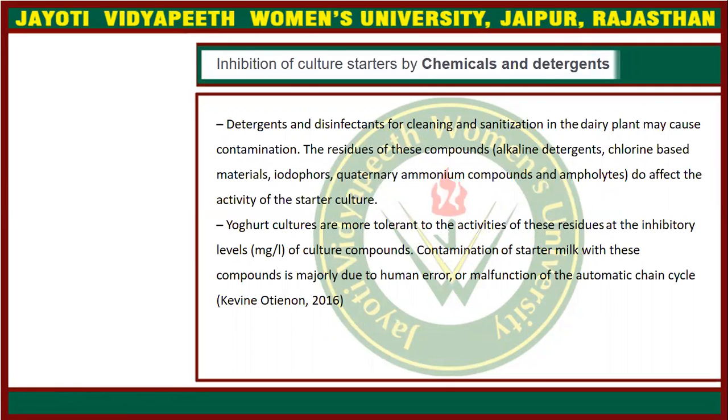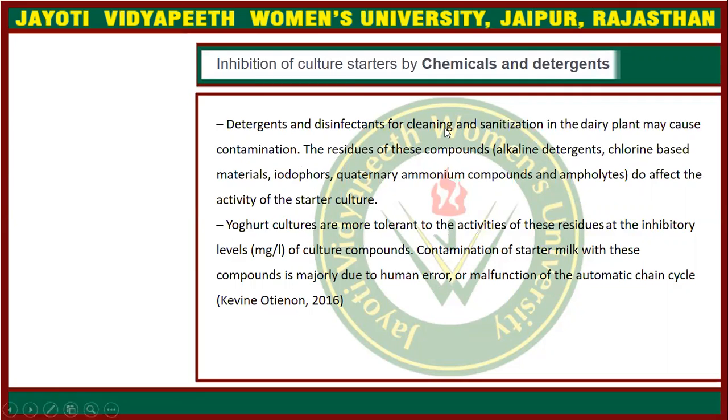First, chemicals and detergents which are used for the cleaning process. They are used in the cleaning process of the dairy plant, meaning they are used in the cleaning and sanitization of the fermenters. But if they remain in the fermenter, then their presence can disturb the fermentation process. How will they disturb?